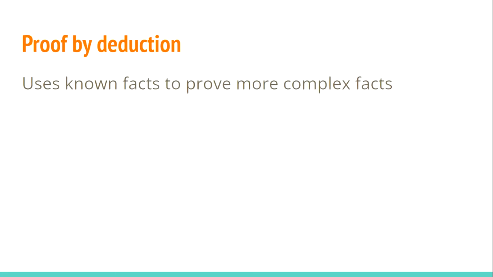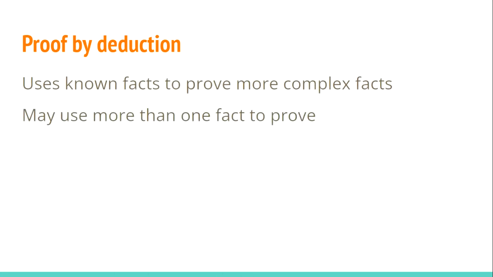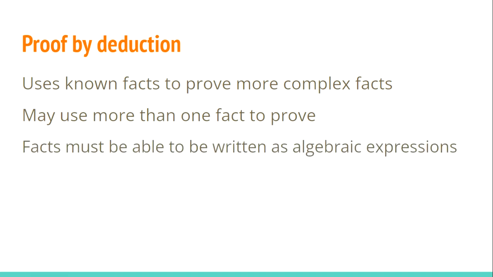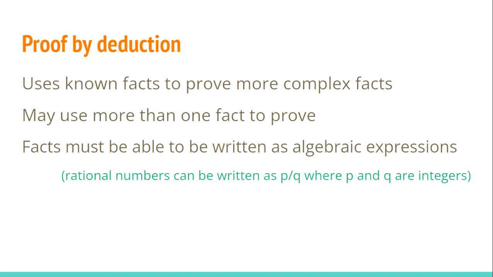Proof by deduction uses known facts, like our definitions of odd and even numbers, to prove larger, more complex facts. Occasionally you'll need to use more than one fact, which we did just then, and these facts will need to be written as algebraic expressions, which is why we had 2n and 2n plus 1. This allows us to combine and manipulate them. Another example is that rational numbers can be written as p over q, where p and q are integers. As rational numbers, by definition, are expressed as a ratio of one to another, this is just a way of representing that allows us to do our proof.